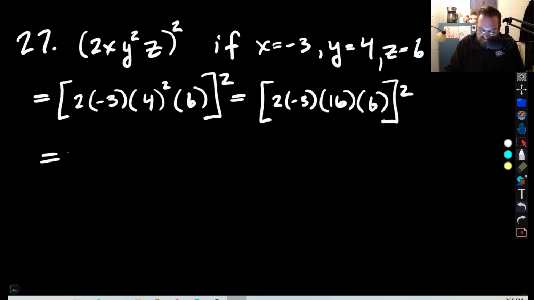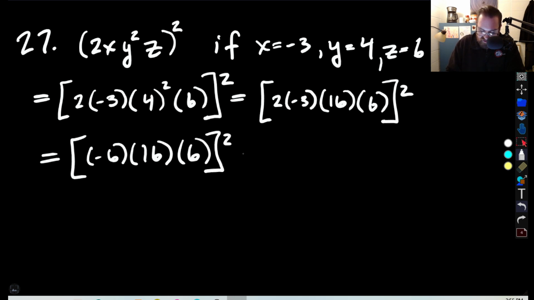So now we have to multiply all of these numbers out straight in a row. Those are big numbers. We're going to basically end up getting a minus 6 times a 16 times a 6. All of this is going to be squared. And if you do minus 6 times 16 times 6, I would recommend just using a calculator on this one. You're going to get a huge, huge number, and then you multiply it by itself.